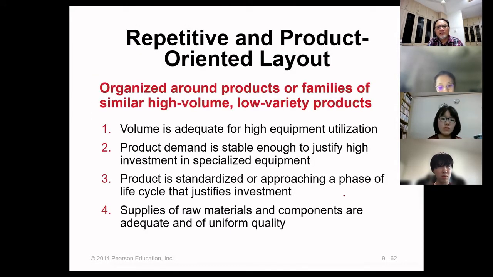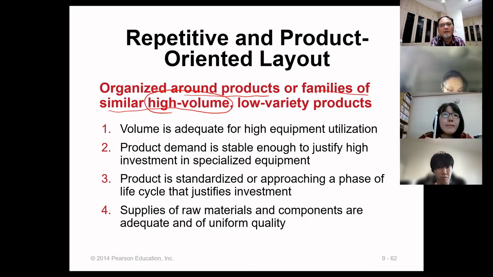And finally, this repetitive and product-oriented layout. Repetitive, like car manufacturing or electronic goods. You make televisions, it's repetitive. You make air conditioners. You make multiple similar products. So repetitive and product-oriented layout: you are organized around products or families of similar high volume, low variety products.